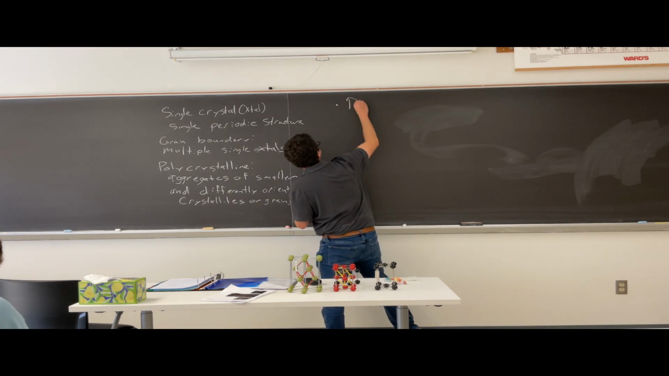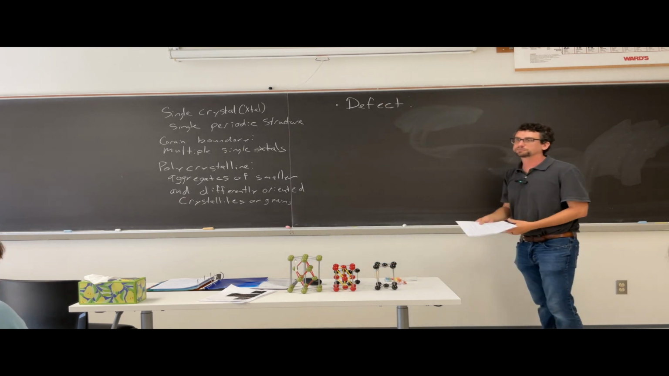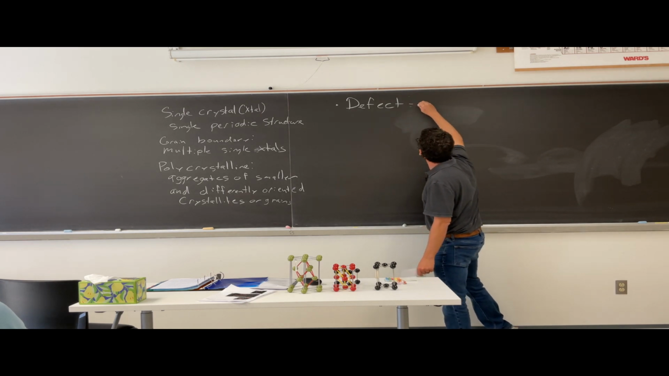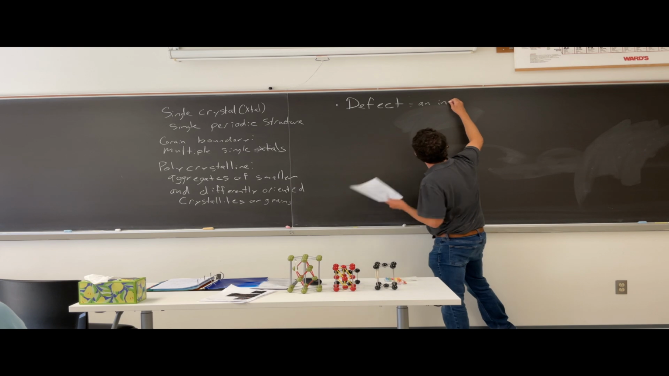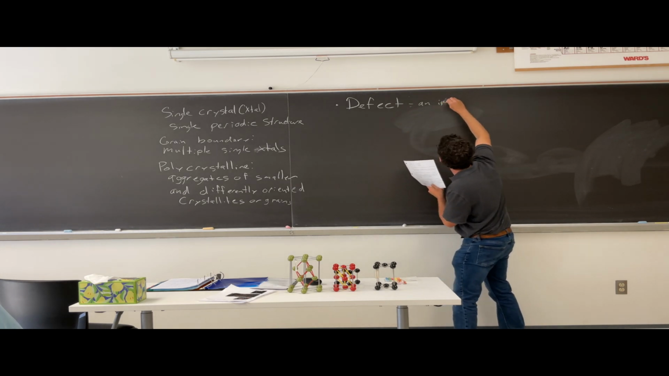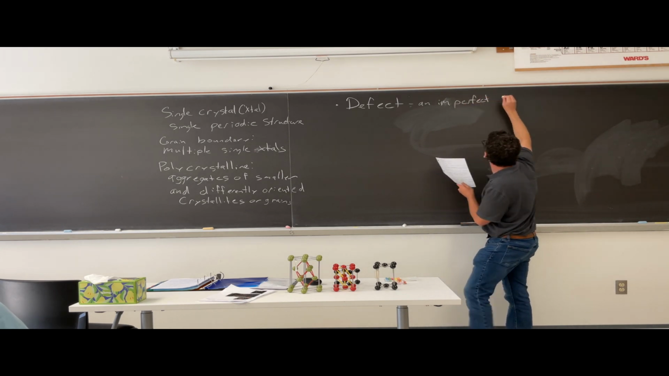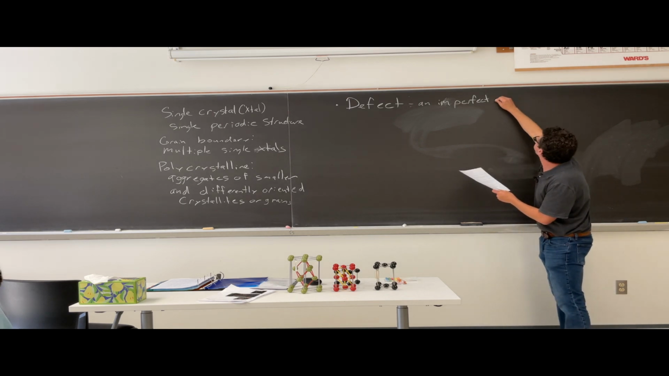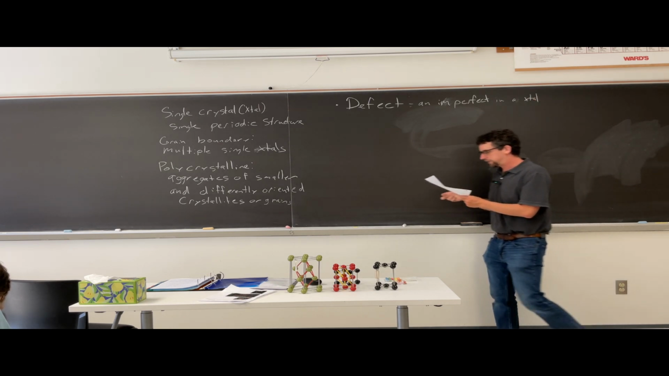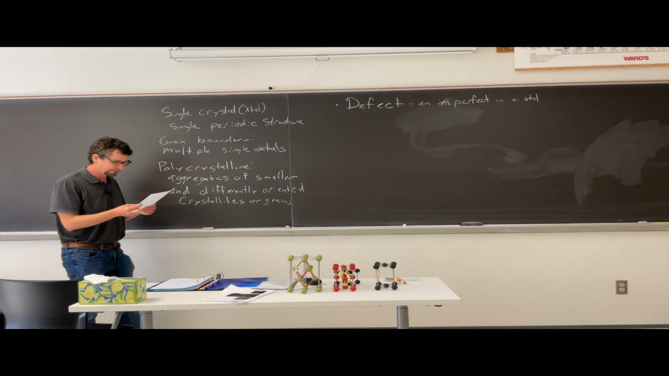We're going to use the word defect a lot too. What's a defect? Imperfection. I am perfection. There we go. You are perfection. That's how I feel. I'm perfect. So it's an imperfection. This imperfection, we'll describe more of those defects later.